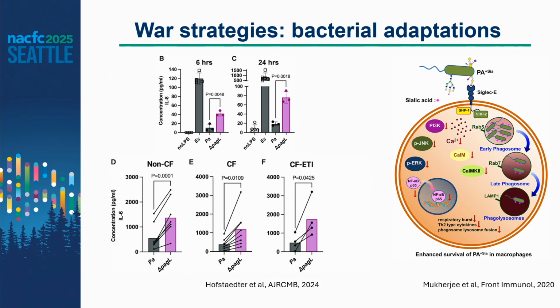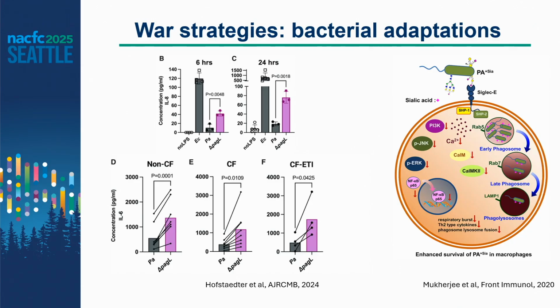So one of the first strategies, and we heard also a really nice talk this morning about how Pseudomonas, for example, adapts to survive in the lung, how mutations in the O antigens can promote its survival and reduce phagocytosis by THP1 cells.